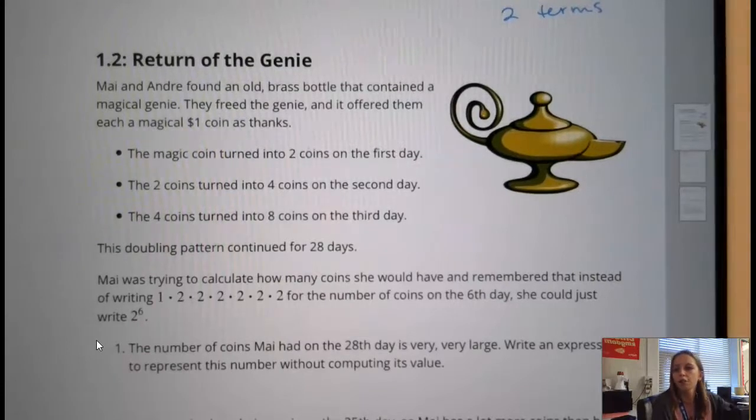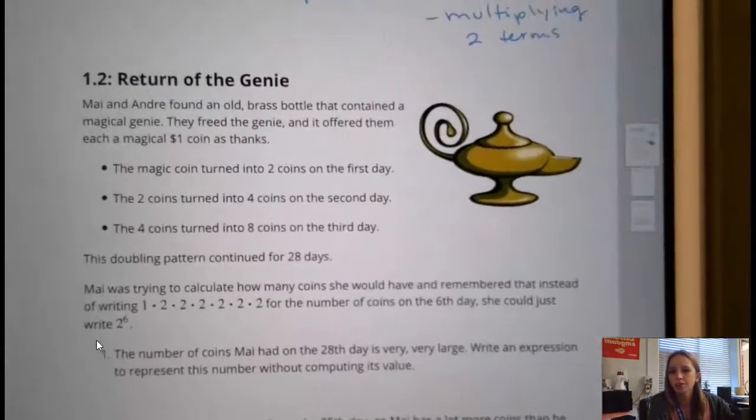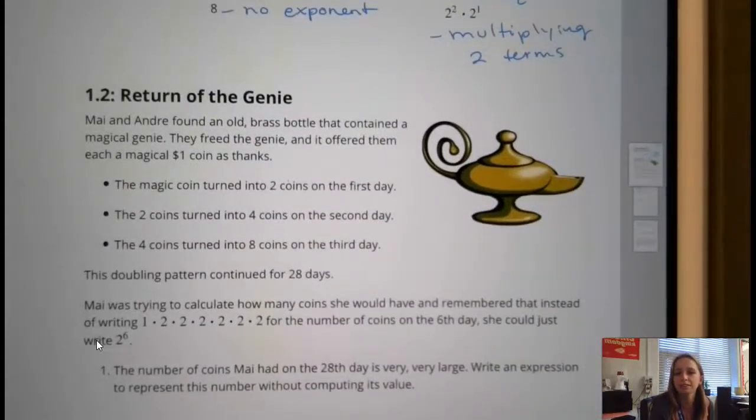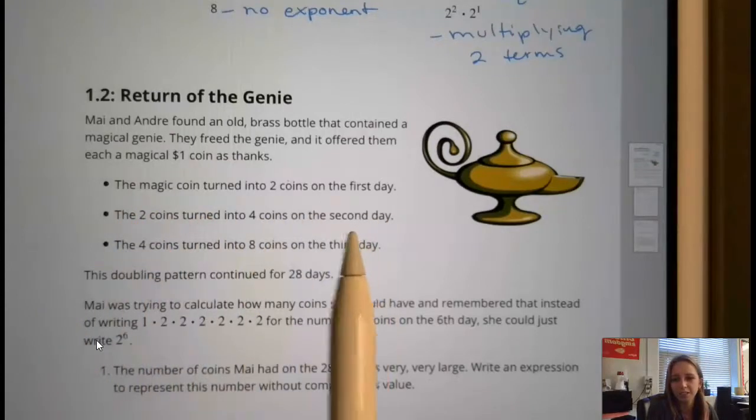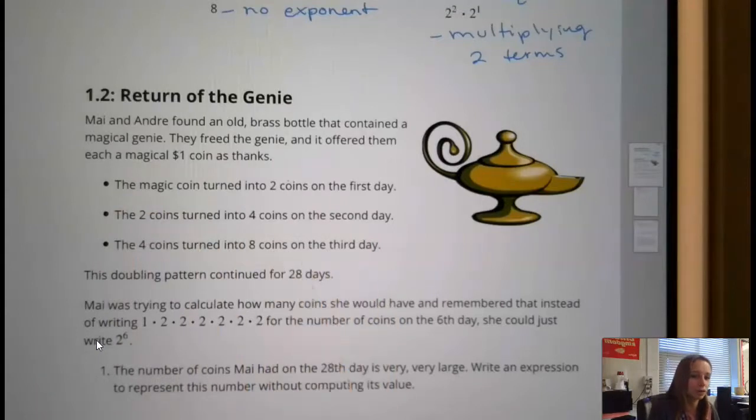So Maya and Andre found an old brass bottle that contained a magical genie, and they freed the genie, and it offered each of them a magical $1 coin as thanks. So the magic coin turned into 2 coins on the first day, the 2 coins turned into 4 coins on the second day, the 4 coins turned into 8 coins on the third day. So this doubling pattern continued for 28 days.